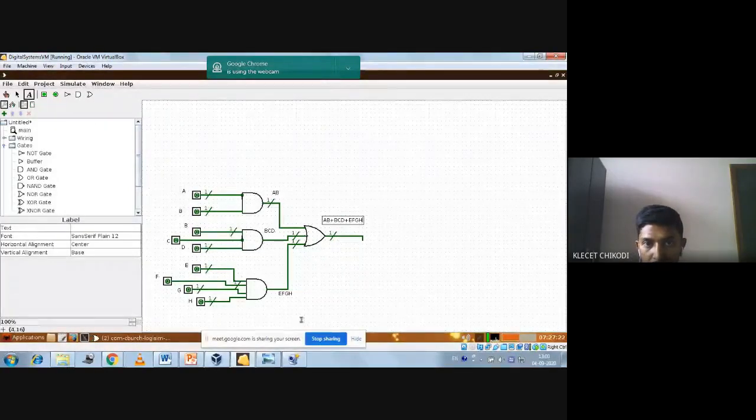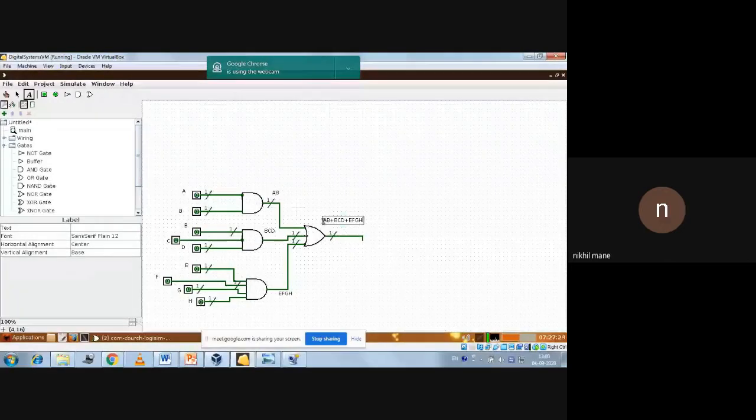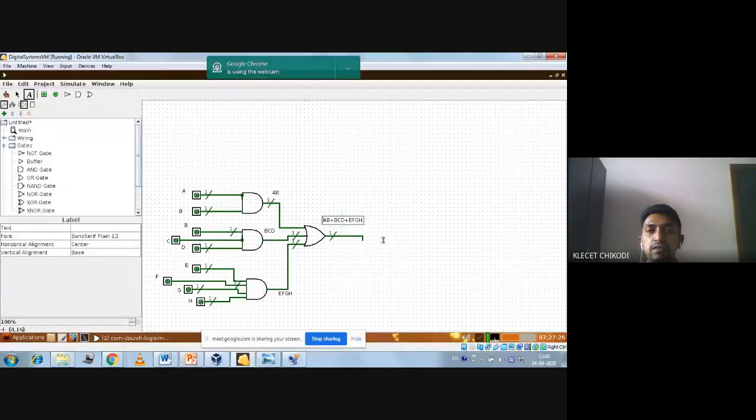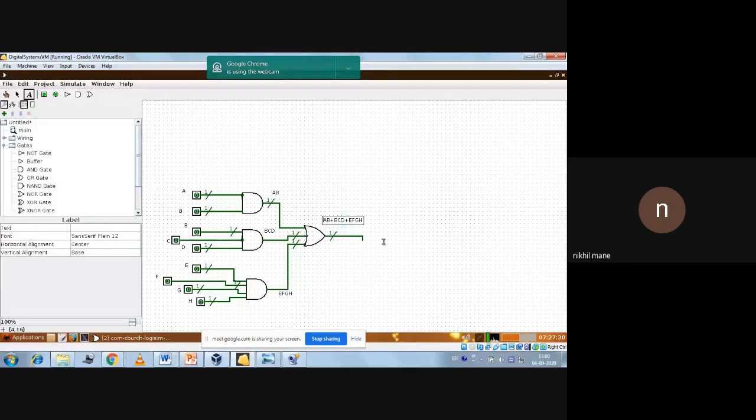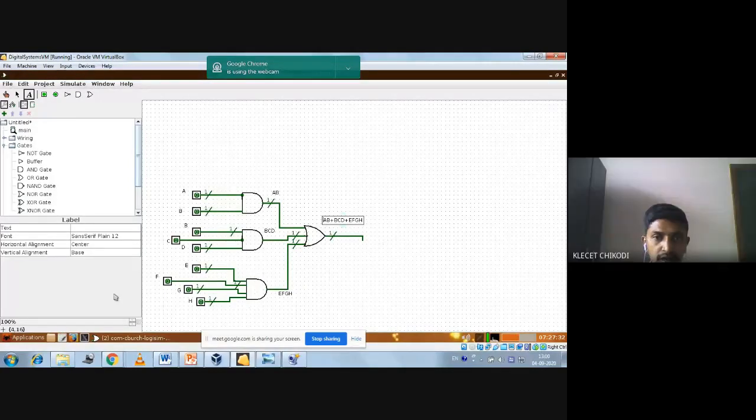Is it visible to all? Yes, sir. Is it clear how to draw the circuit? Yes, sir. Fine.